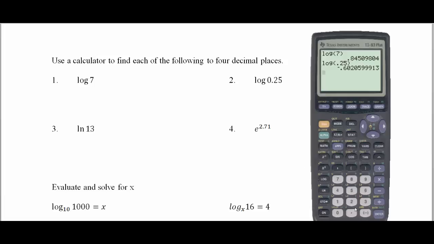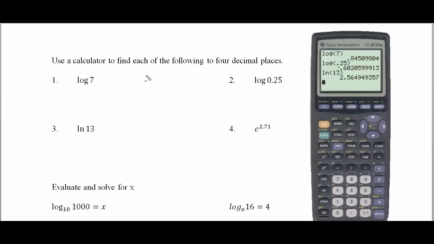0.25, which is going to be -602 thousandths, or 6,021 ten-thousandths, if I rounded that correctly. The natural log of 13 is going to be 2 and 5,649 ten-thousandths. And we're going to write these down before I get to the final one here.